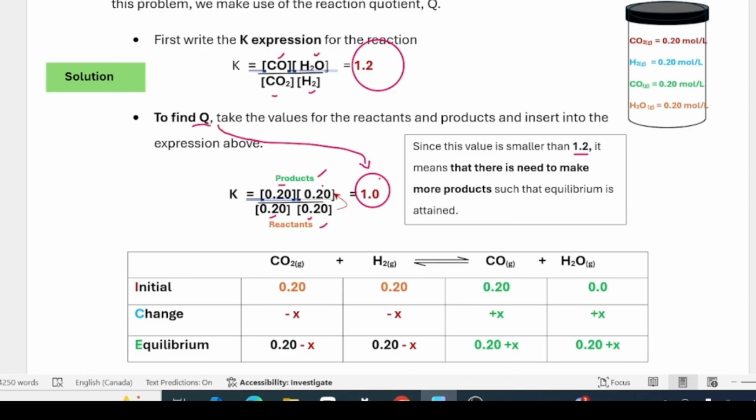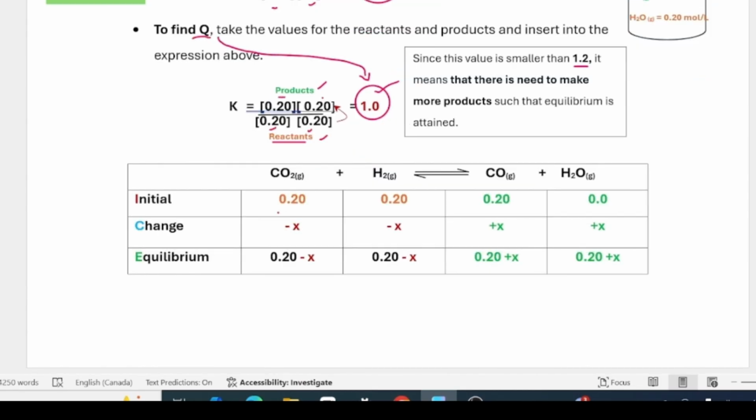We need to make this value here bigger. So to get this value bigger, we have to do two things. We have to remove from the denominator and increase the numerator. And the denominators in this case represent the reactants, and the numerators are the products. It means we have to remove from the reactants. It means that the concentrations of the reactants must decrease by a value x, and these will increase by the same value x.